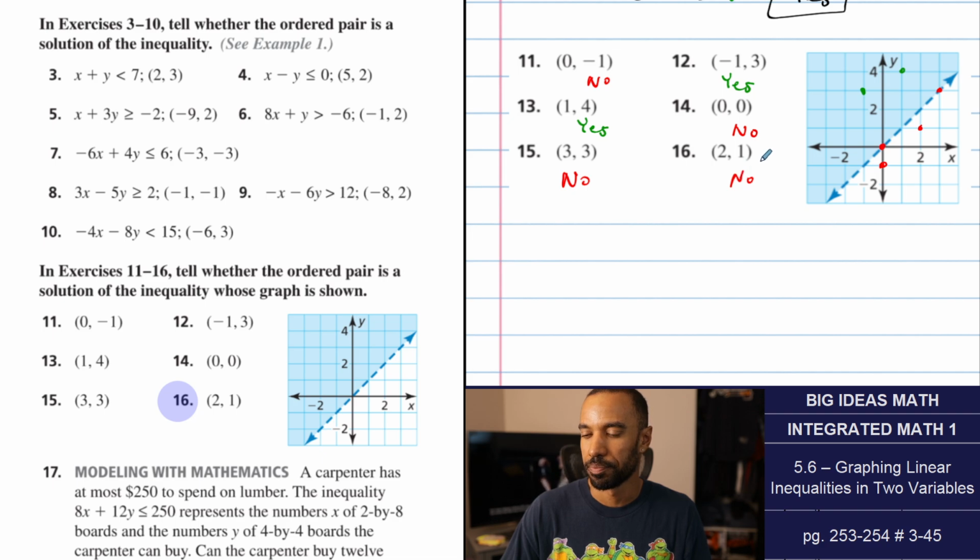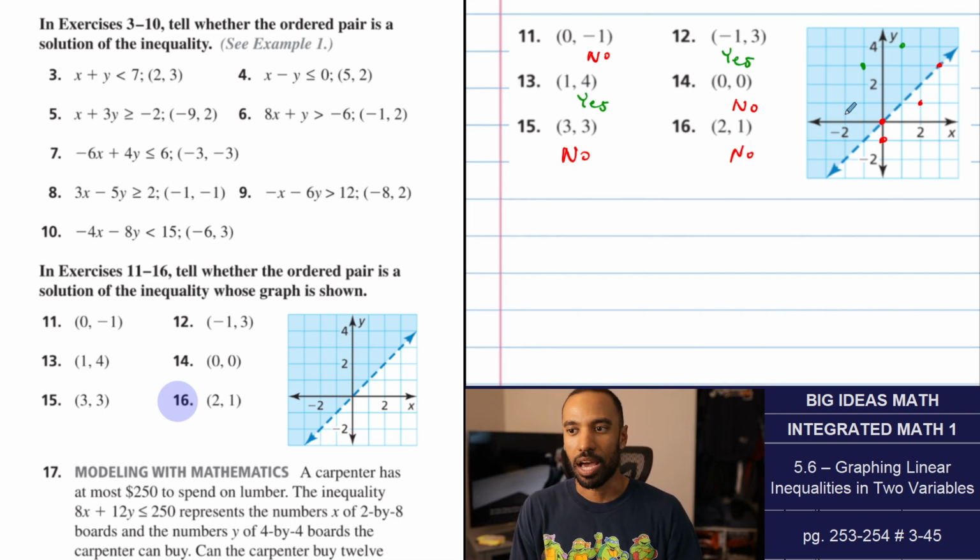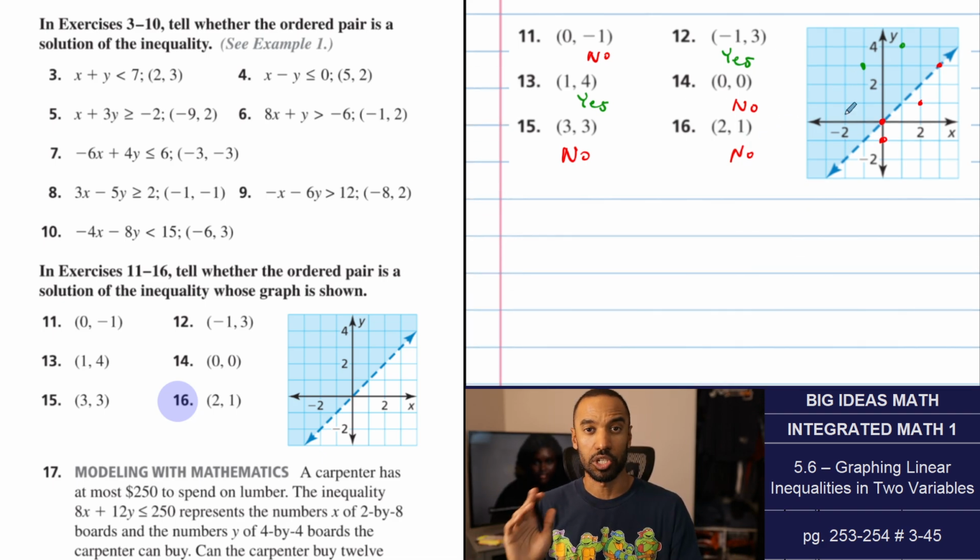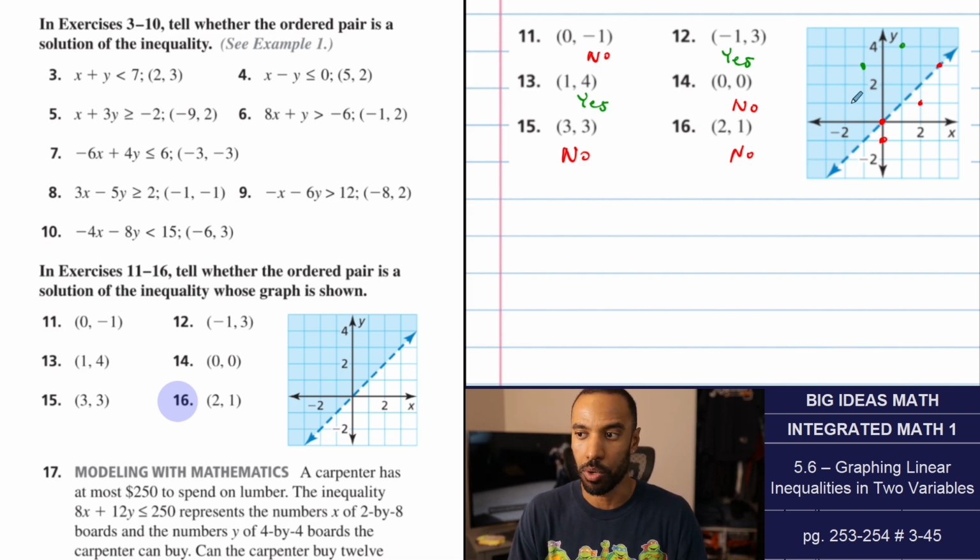A couple yeses. We generally don't do it that way. Generally, we need to find out what side to shade on and go from there. But if we were asked to pick solutions, you could understand which ones to pick. Something above the shaded region, the boundary line.